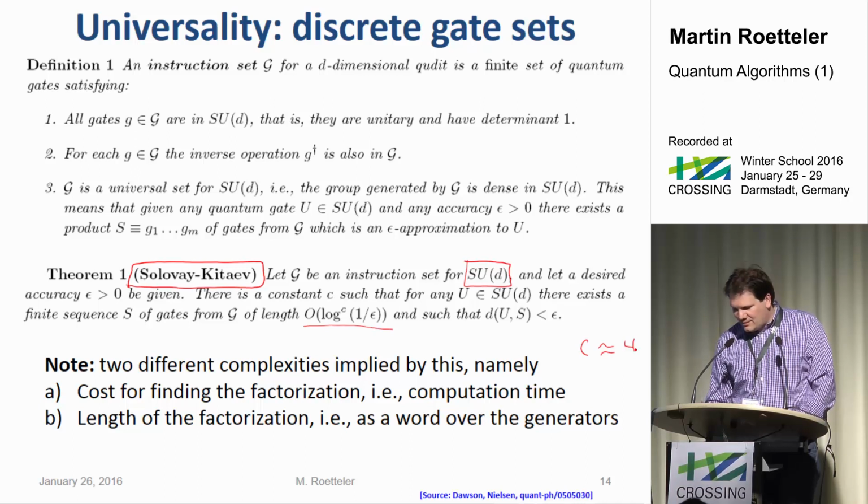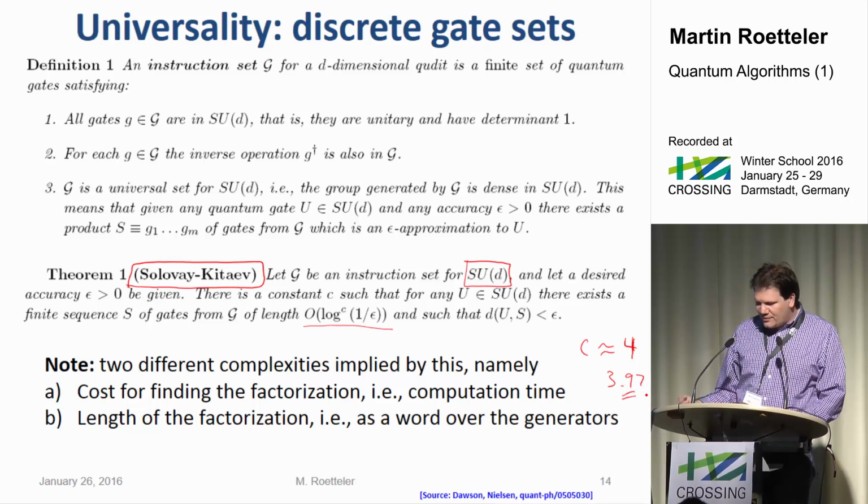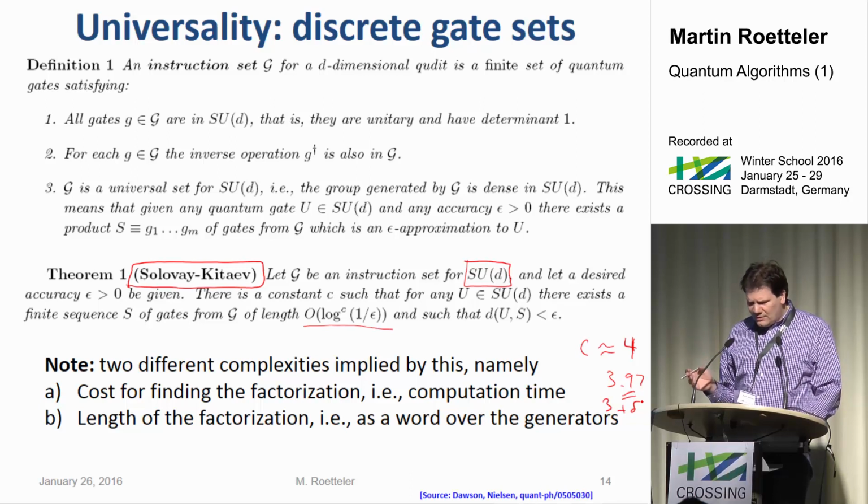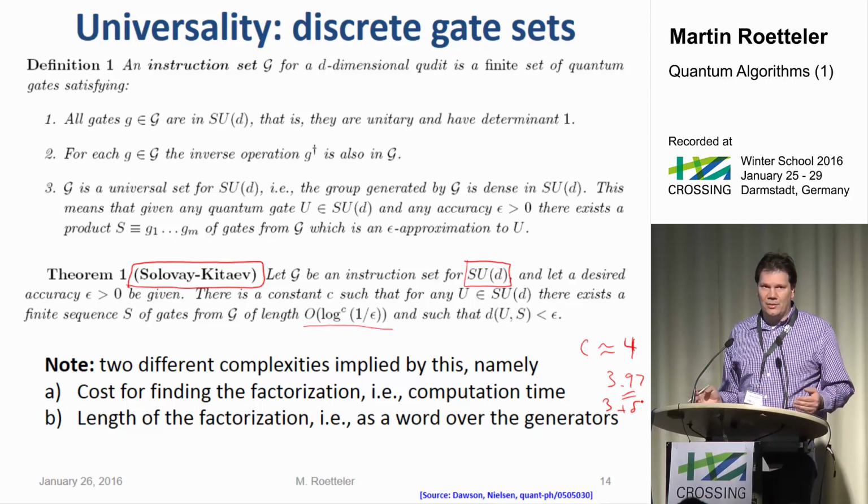For a long time people thought the best choice of C would be 3.97, and people thought maybe you can bring it down to 3 plus delta. But this is a method that's completely oblivious to the gate set, and it will work for any gate set. As long as you know it's dense, you can always efficiently approximate. Very nice in theory, but in practice you want to have something shorter because a quartic polynomial is terrible to work with.